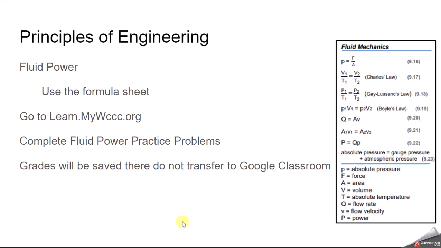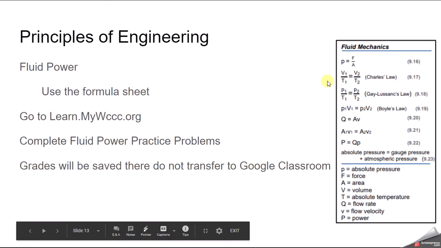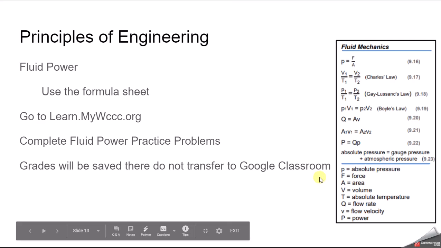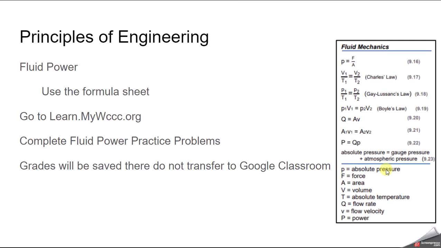So fluid power is the same kind of formula based off the formula sheet. You can see I pulled up the formula sheet snip here on the right. You've got absolute pressure, which is your force divided by your area. You've got Charles' law, Gay-Lussac's law, Boyle's law, flow rate, then area and your flow velocity, and then your power, along with your absolute pressure. I'll go over all those a little bit more in depth in a second.